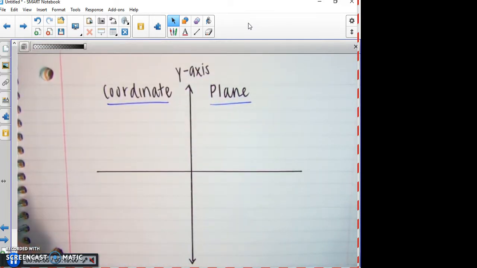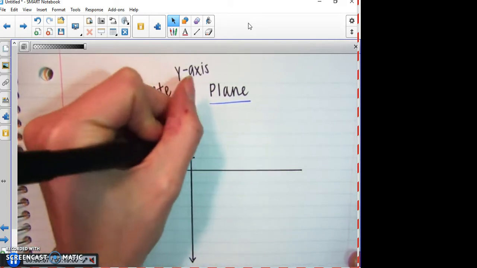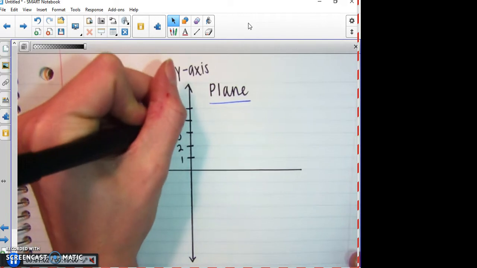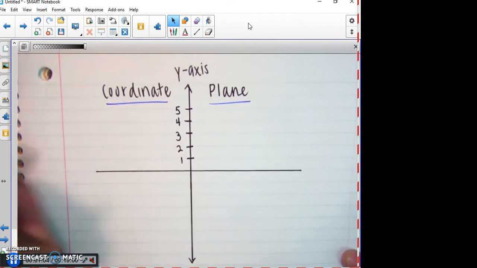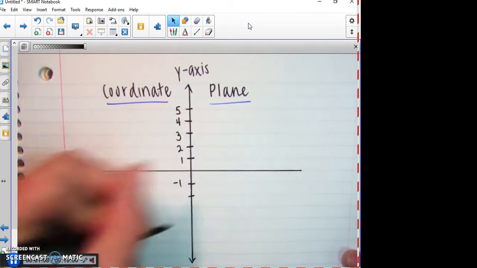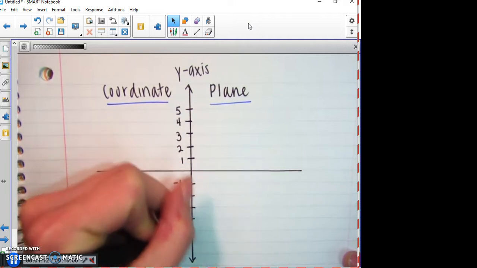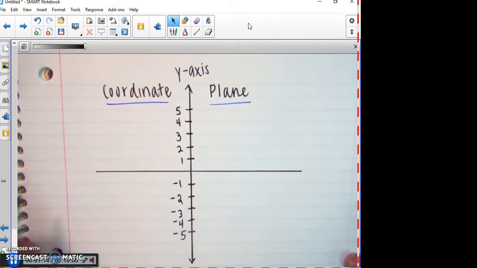Okay, and it tells us all the values of y. So we have 1, 2, 3, 4, 5, positive, and then we have 0 right there, and then we have -1, -2, -3, -4, and -5, and so on. It continues. So there's our y-axis.